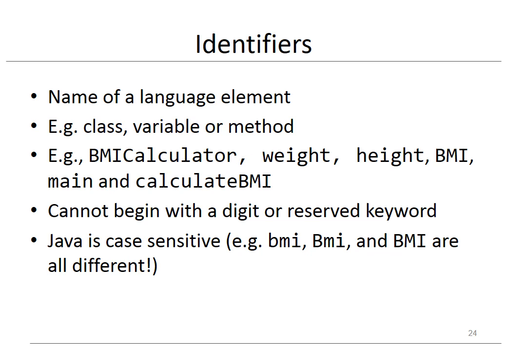An identifier is the name of a language element, such as the name of a class, variable, or method. Examples in our case are BMI calculator, which is the name of the class, weight, height, and BMI, which are variable names, and main and calculate BMI, which are method names. An identifier cannot begin with a digit and cannot be a reserved keyword, as we will discuss in a moment. Important to note is that Java is case sensitive. In other words, the three BMI identifiers at the bottom here will all be considered as different by Java.